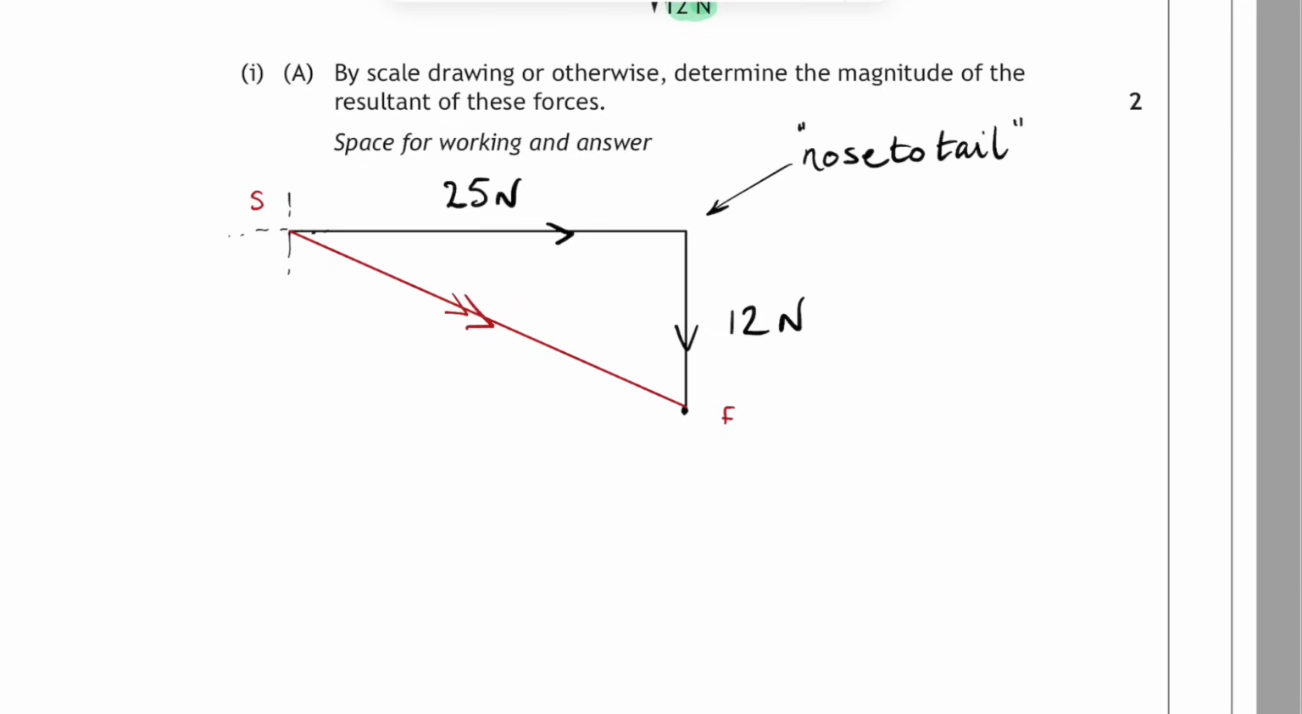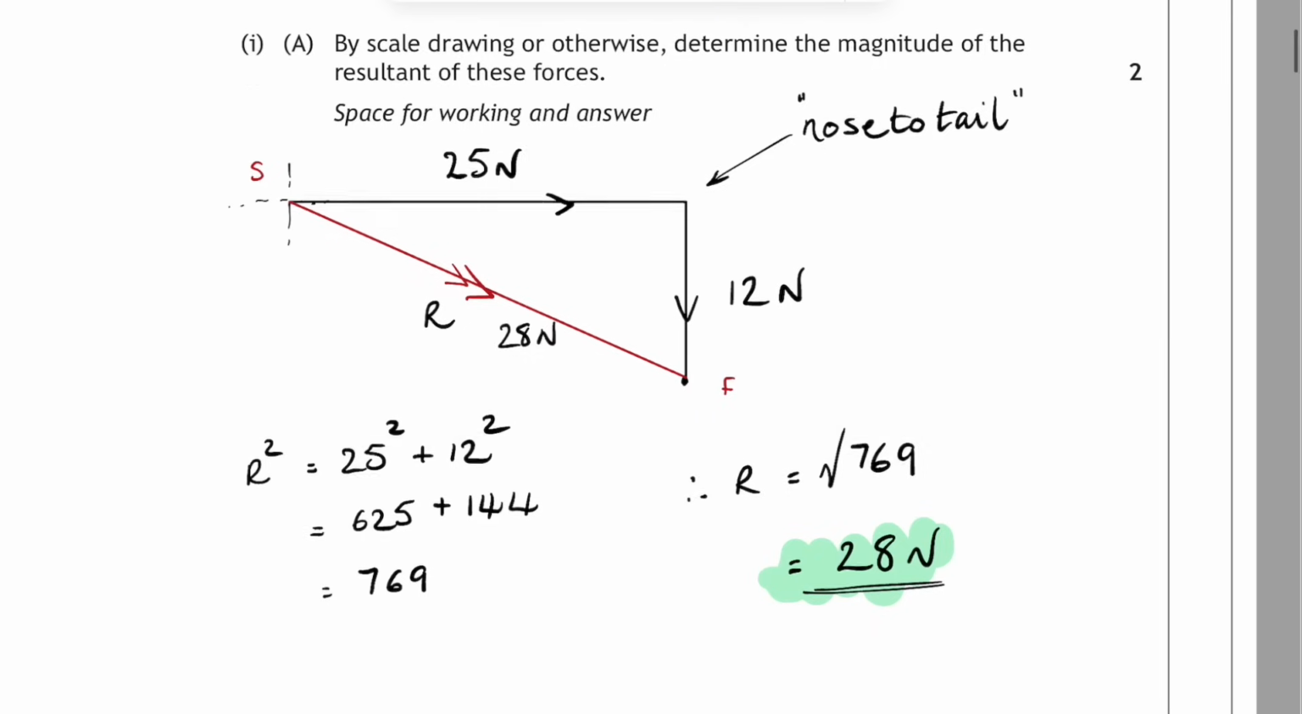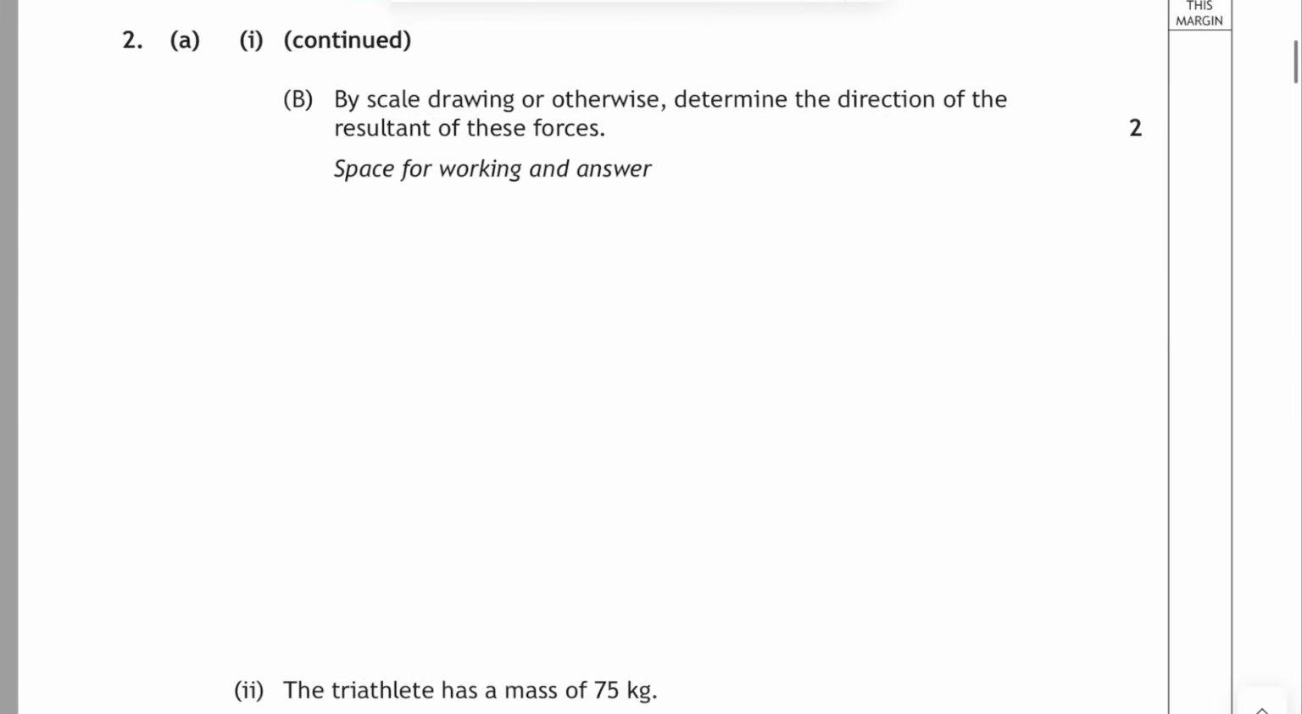Now when it says by drawing a scale diagram or otherwise, it means we're going to use Pythagoras to work out the hypotenuse of that right-angled triangle. So it'll be 25 squared plus 12 squared, all square rooted. And then when you do that, you get a value of R, the square root of 769, which is 28 newtons rounded to two significant figures. And why am I rounding it to two sig figs? Because the other two forces are to two sig figs as well.